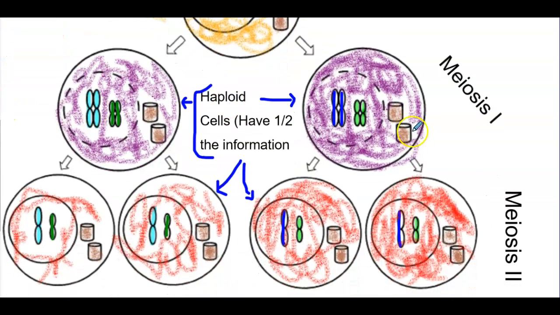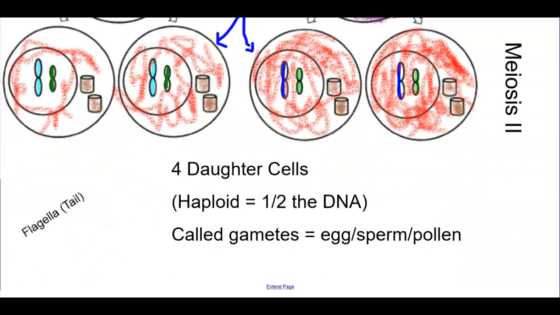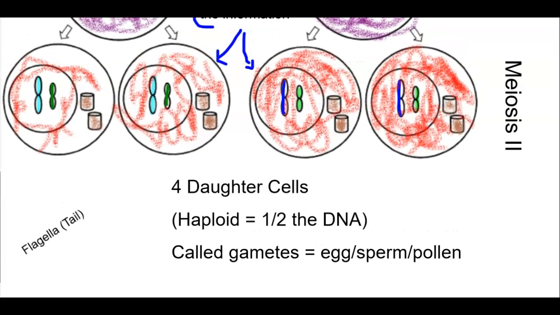After meiosis 1, you see that label there. We have 2 haploid cells with half the information. And then at the bottom, after meiosis 2, we have 4 daughter cells. Again, they are haploid with half the info. And these are our gametes. Woo. So we have made either egg, sperm, or pollen cells.